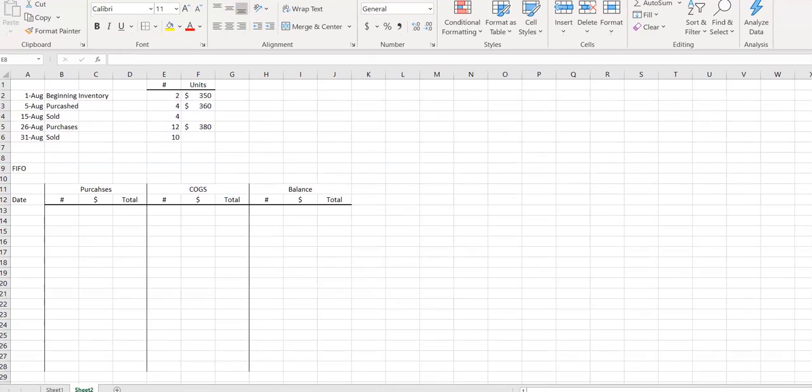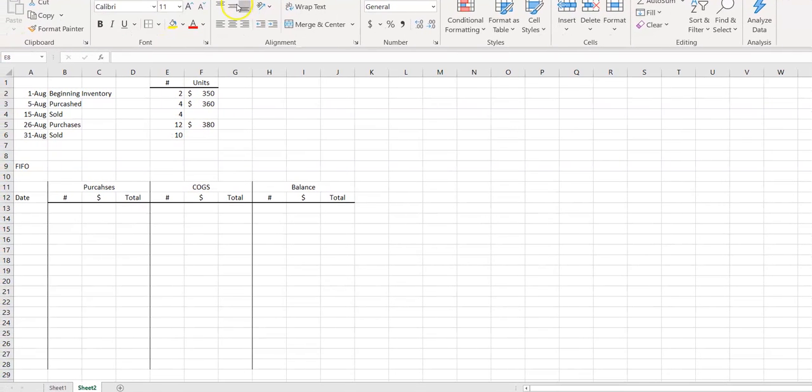So I copied some numbers down so we could go through how to do each one. We're only going to actually be doing FIFO and LIFO. You do not need to know specific identification and weighted average, just their definitions, but not how to actually calculate them. But you will have these on your test.